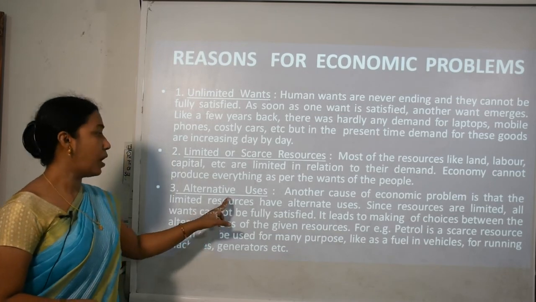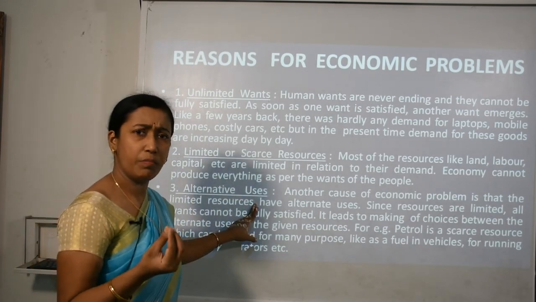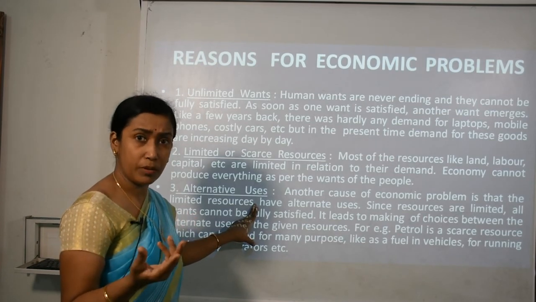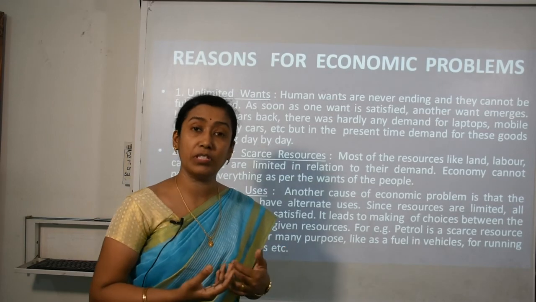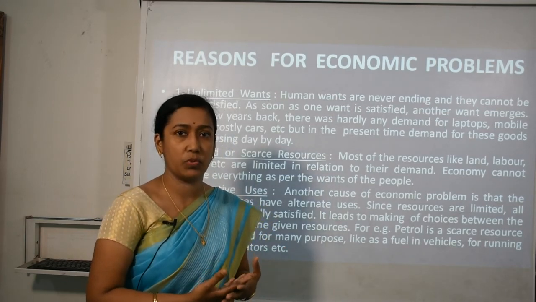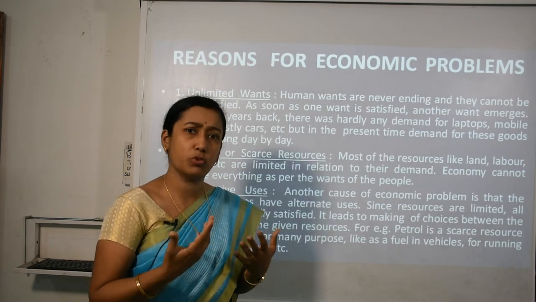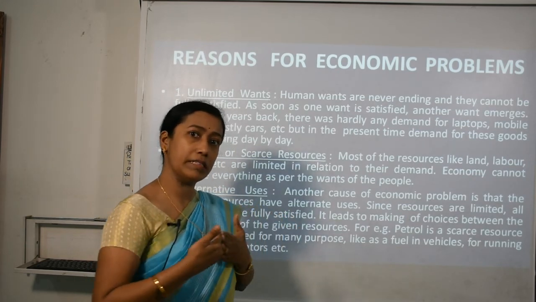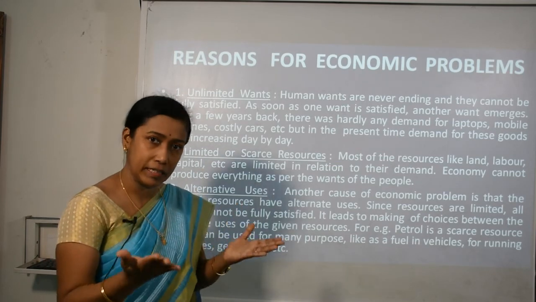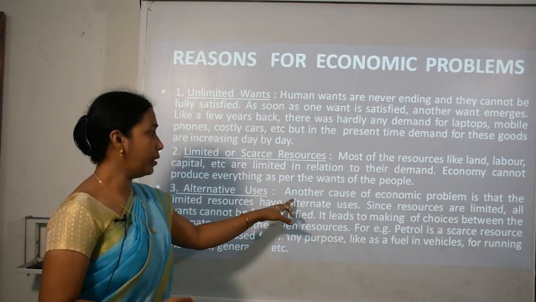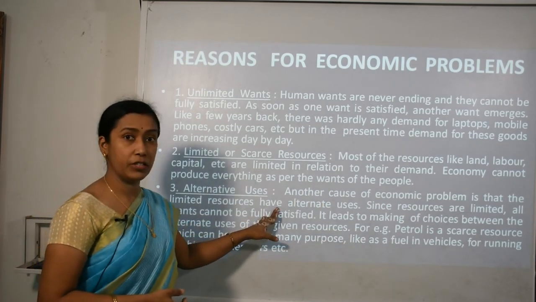Now the third is alternative uses. Alternative means many uses. Like a piece of paper, we can use it for many purposes. Like milk, a commodity, we can use it for various purposes: to prepare sweets, to drink as it is, to prepare cheese, butter and so on. So it has alternate uses. Each and every commodity or resource can have alternative uses. Another cause of the economic problem is that limited resources have alternate uses.